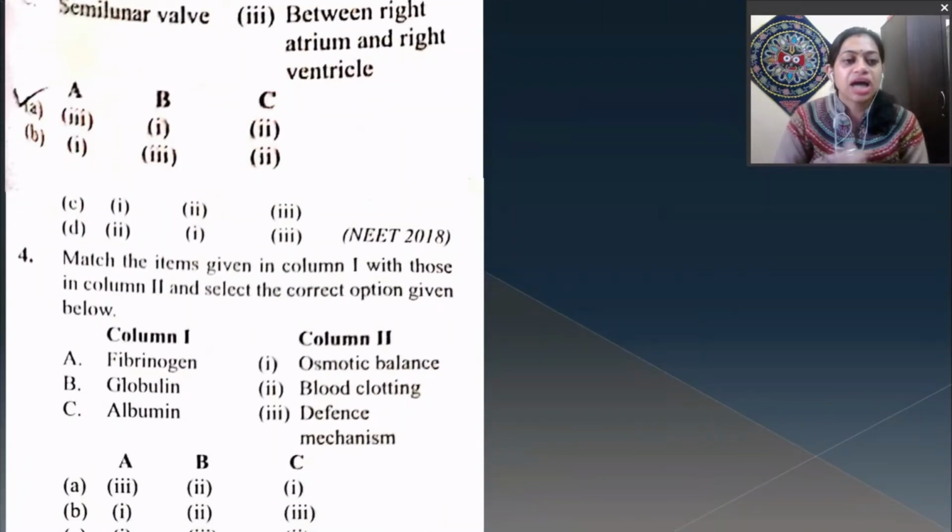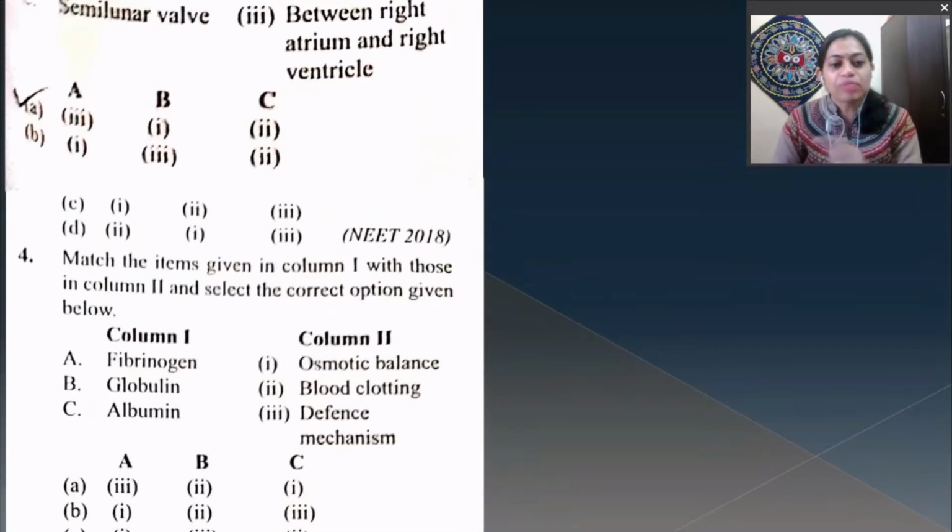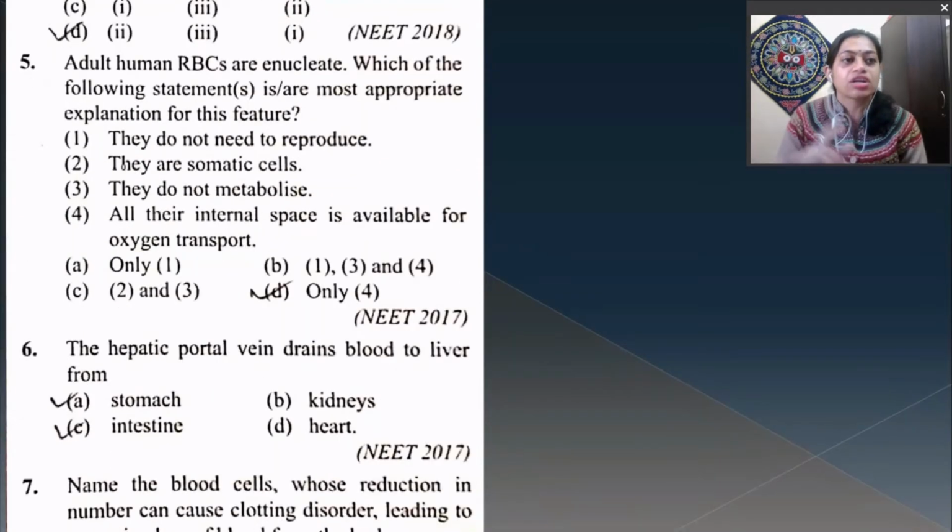Right, now match the items given in column 1 with those in column 2 and select the correct option given below. Number 1 is fibrinogen, number 2 globulin, and number 3 albumin. All of these are found in blood, and the right option will be D. That means A will be 2. What does fibrinogen do? It helps in clotting, so it will do blood clotting. Number 2 is globulin, which helps in defense mechanism, and albumin does osmotic balance. So the right option will be D.